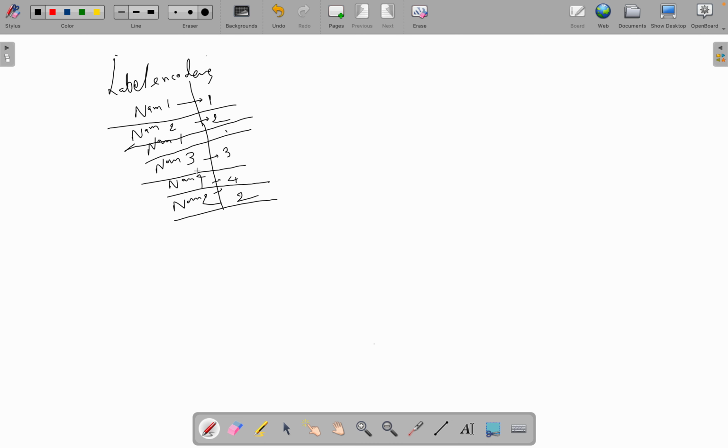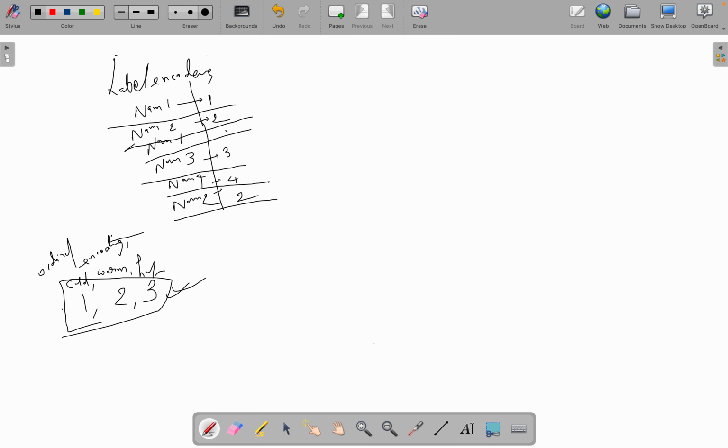Ordinal encoding is, you have something like cold, warm and hot. So you can arrange it like 1, 2, 3. This is in order, so you can always place this in order. That's why it's called ordinal encoding.